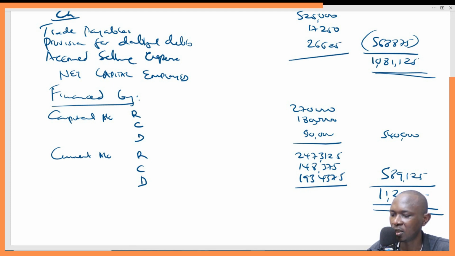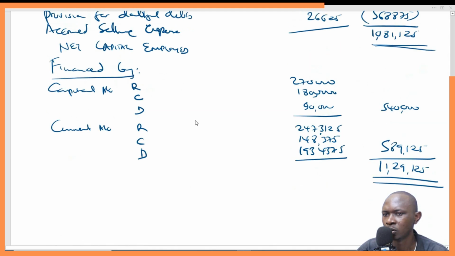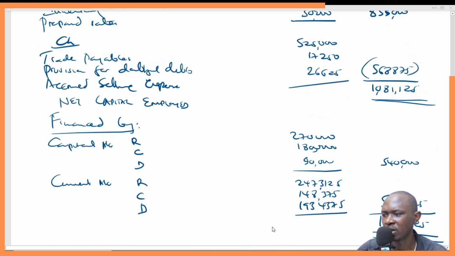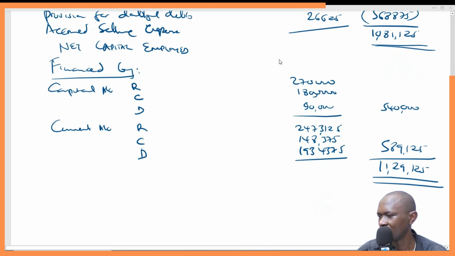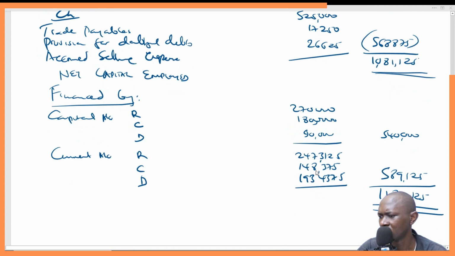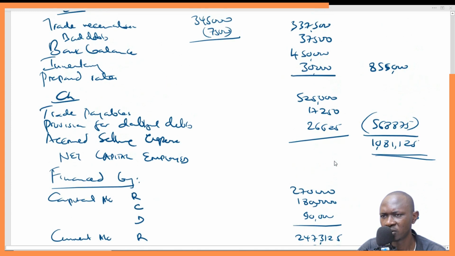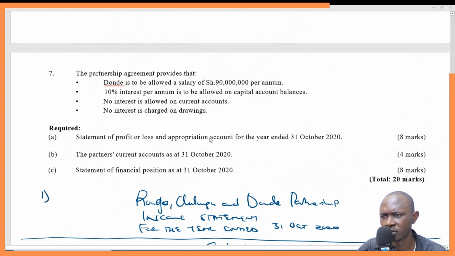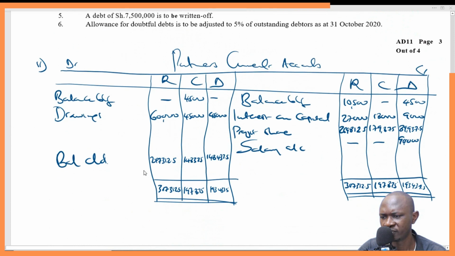There's no harm. Let's see where we might have gone wrong. So let's find out where there's a mistake. You can see clearly the figures have not balanced. So let's just start with these current accounts. 247,312.5. We confirm that figure, yes. 148,375. 148,437.